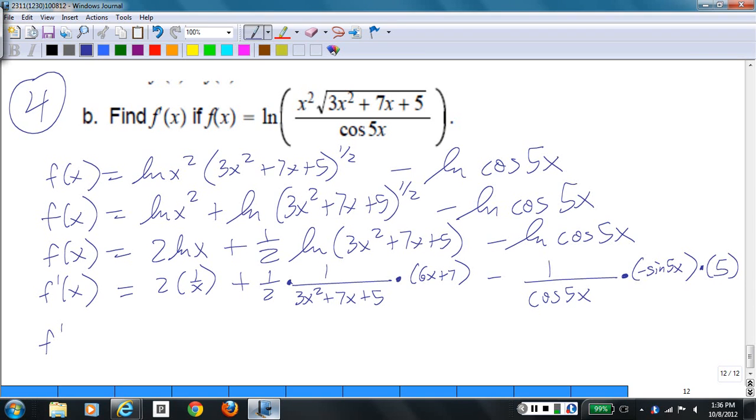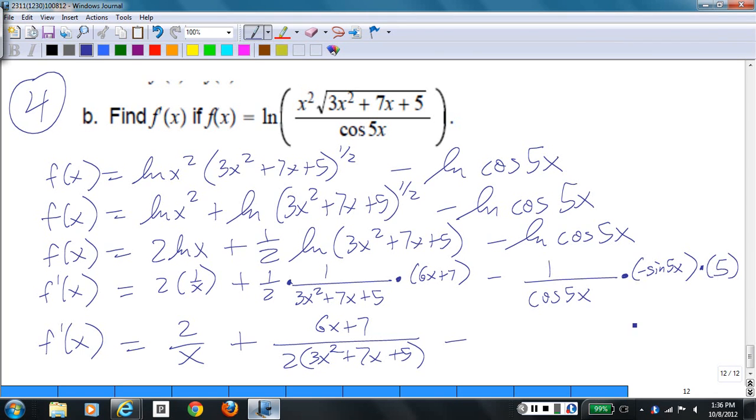So f prime of x equals 2 over x plus 6x plus 7 over 2 times the quantity 3x squared plus 7x plus 5 minus, or maybe plus, it's minus what looks to be negative sine something, negative 5 sine something. So plus 5 sine 5x over, yeah. How about 5 tangent x? Can we do that? Tangent 5x.